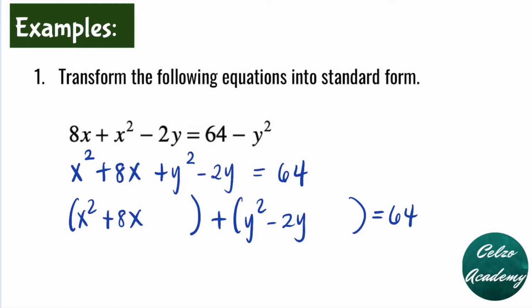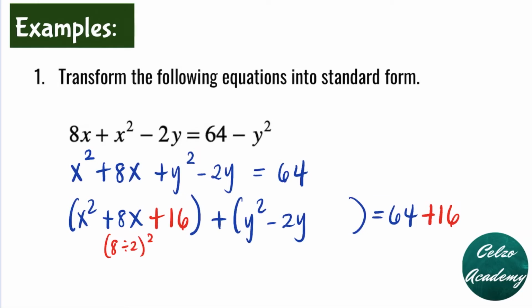Now try to recall completing the square. What will you do to make each square a perfect square trinomial? Using the 8, we need to do 8 divided by 2 and then square it. So 8 divided by 2 is 4, squared is 16. So we need to add 16. Since we add 16 on the left side, we also need to add 16 on the right side to maintain the equality.